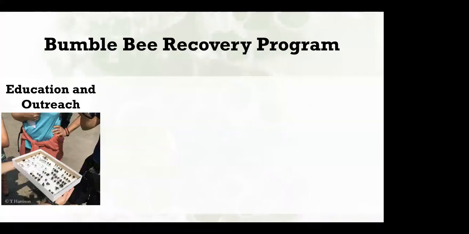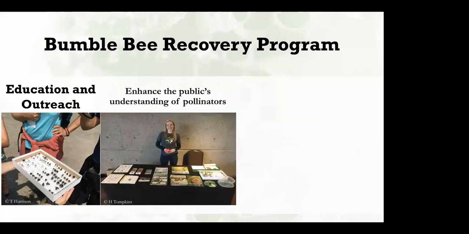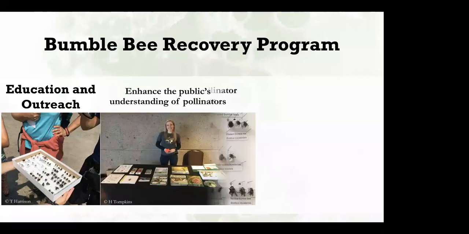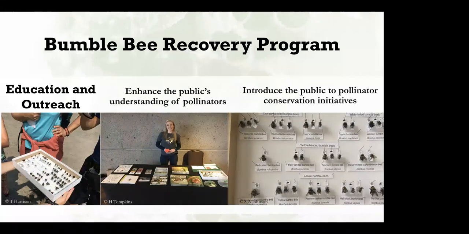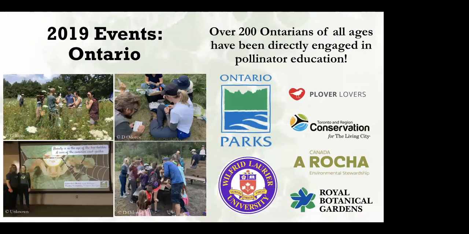Aside from our structured citizen science initiatives, we do spend a lot of time and resources on outreach and on educating people about pollinators, about the factors that threaten them, and then about some conservation initiatives that they can participate in. And this includes things like delivering presentations, setting up booths and displays, and doing hands-on interactive demonstrations at various types of events.